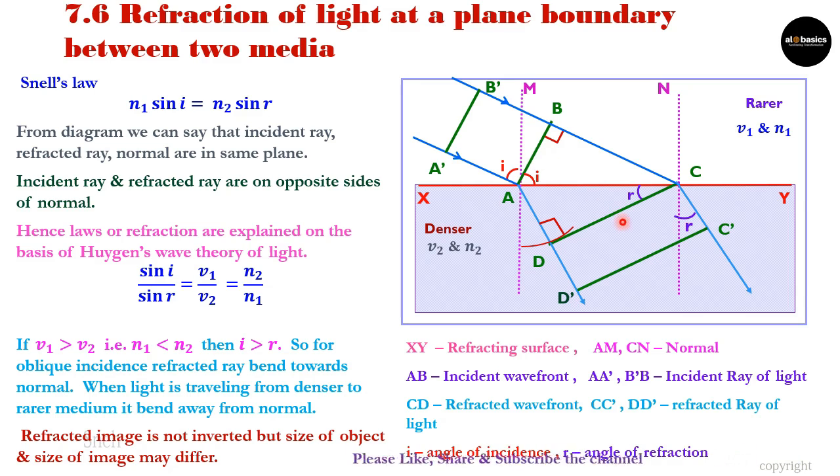The sizes of the object and image are different, and these sizes will be the same only for normal incidence. For oblique incidence, these sizes are different. The image may be greater than the object or less than the object, depending on whether light is traveling from rarer medium to denser medium or denser medium to rarer medium.